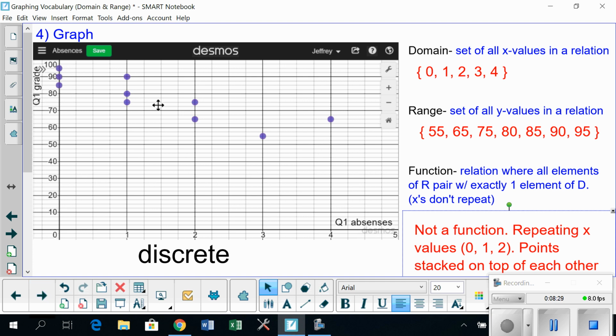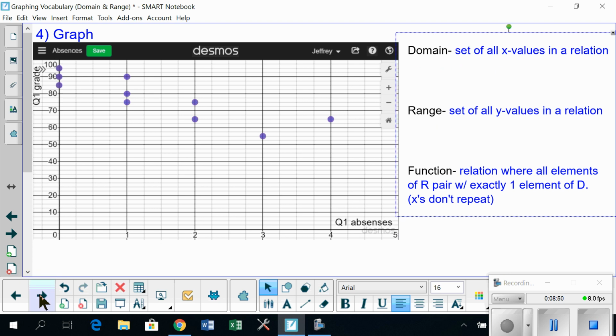Now, I will make a point real quick. It doesn't matter if you have any repeating y values. Like here, a grade of 75, it shows up twice. That's actually allowed in a function. You can have repeating y values, but you are not allowed to have repeating x values stacked on top of each other in a function.